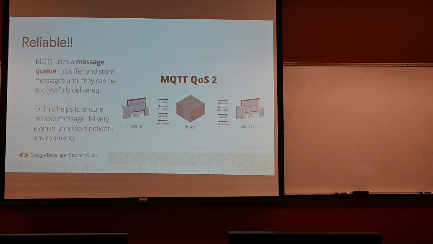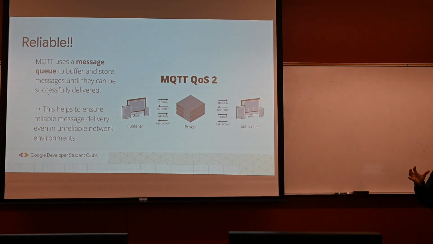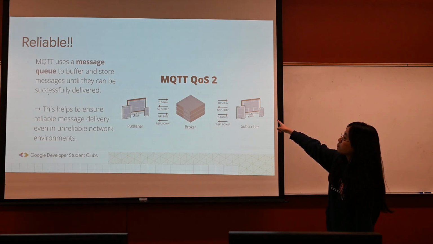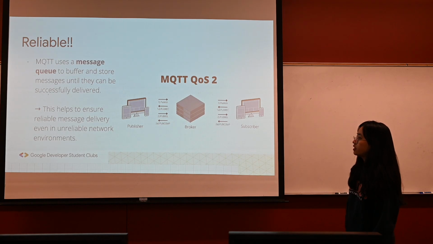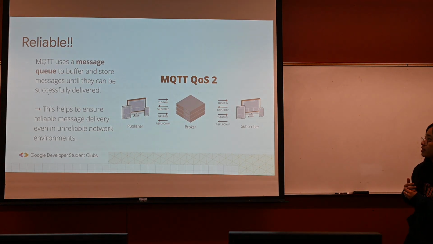So the keyword in the previous slide is reliable. The reason I'm saying that is because MQTT uses a message queue to buffer and store messages until they can be successfully delivered to anyone in the network. That's why it helps ensure reliable message delivery even in unreliable network environments.